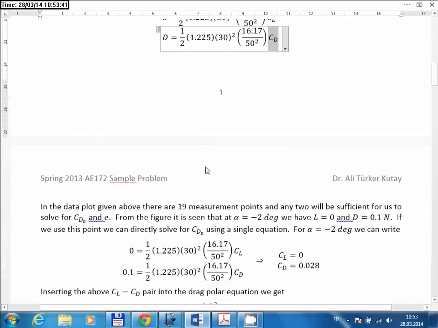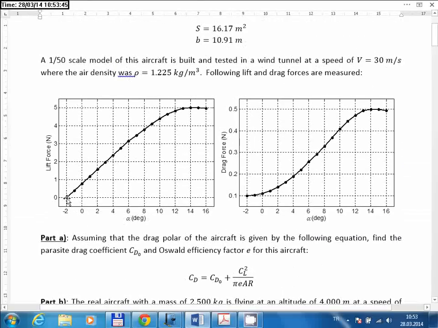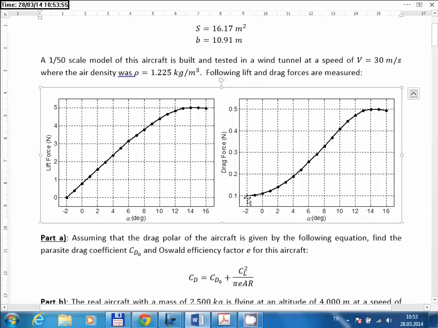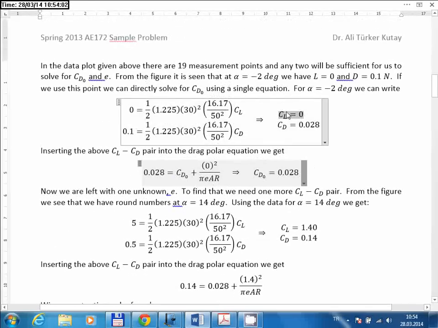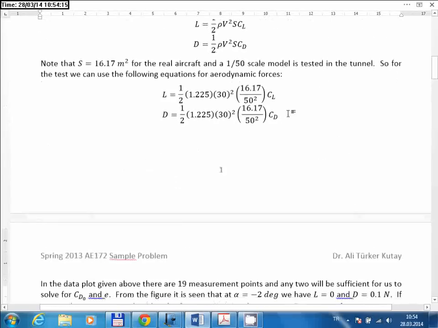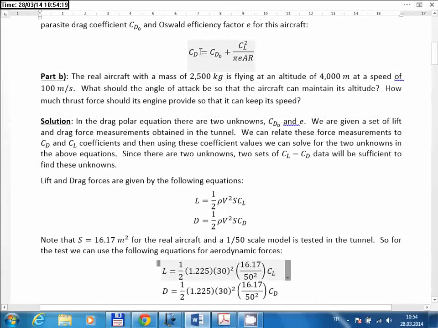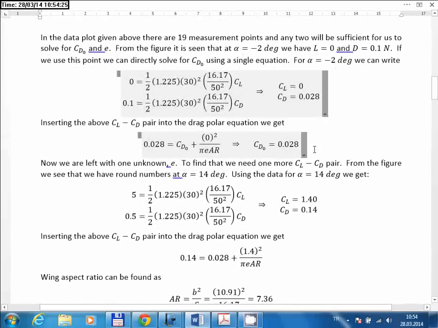So for example, if you do this for the first point here at -2 degrees, you see the lift force was measured as 0 and the drag force was measured at 0.1 newtons. So for these 2 points, the corresponding aerodynamic coefficients are calculated as for CL it is 0 because the lift force itself is 0, and the drag coefficient is 0.028. So if you insert these numbers into the drag polar equation, this is equal to 0, and this is 0.028. So from that you get the present drag coefficient as 0.028.